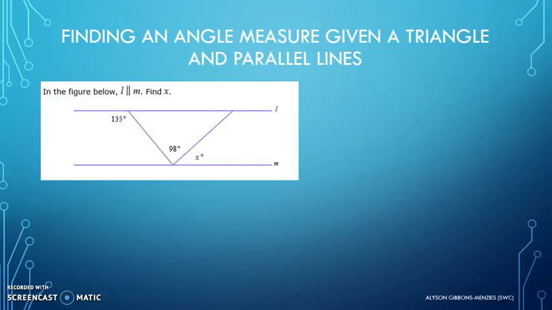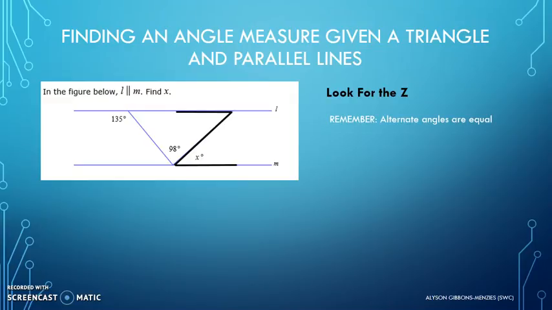Finally, we're going to find an angle measure given a triangle within two parallel lines, L and M, and we're going to find X. We're going to look for the Z to find alternate interior angles. There's my Z. Remember that alternate angles are equal. So if this is X, then this must also be X.